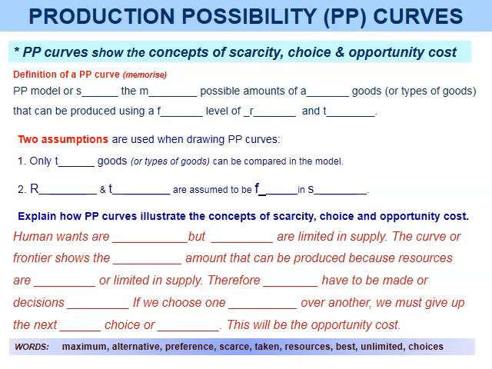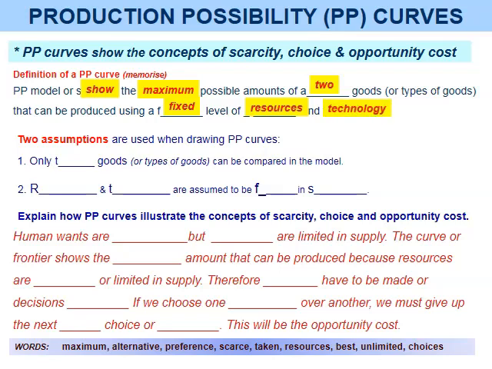So let's provide a definition for production possibility curves, PP curves for short, and remember that they're illustrating the concepts of scarcity, choice, and opportunity cost. A good definition to memorize is that the production possibility model shows the maximum possible amounts of two goods, or types of goods, that can be produced using a fixed level of resources and technology.